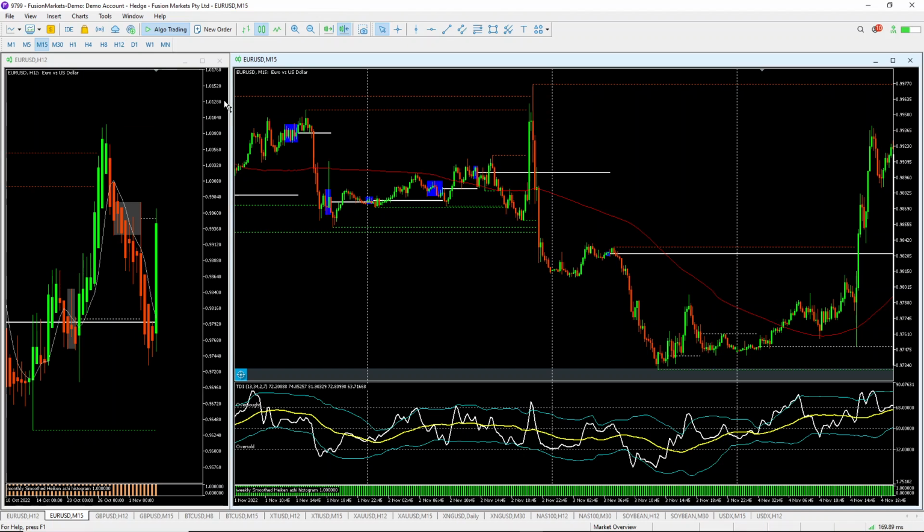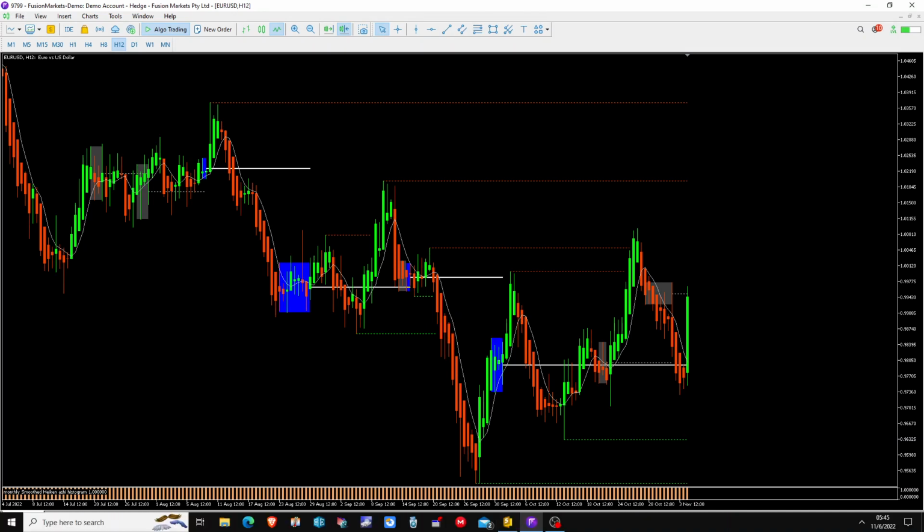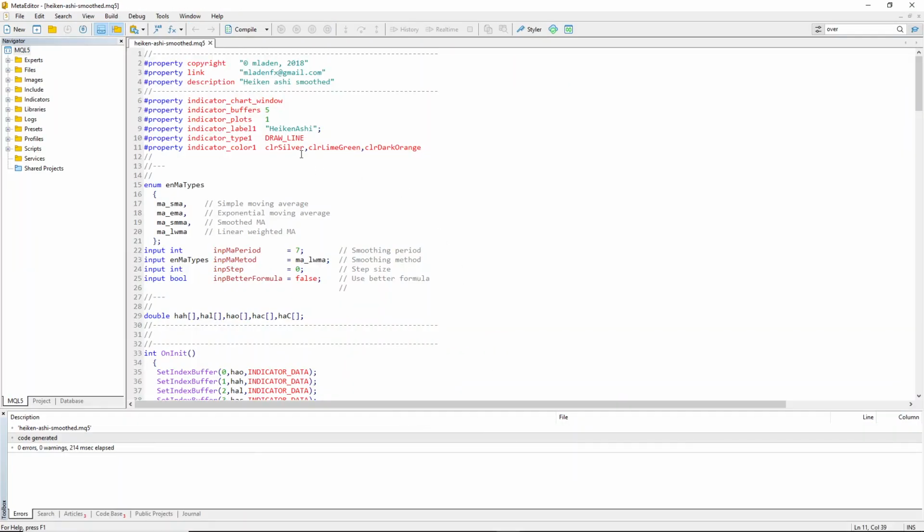Look now, this is the higher time frame. You see now there's what looks like a moving average. What actually is, this is the same indicator as this one, the smoothed Heikin Ashi. But I went to the code and just changed this line here. You see, instead of drawing color candles, I just changed it to draw lines.